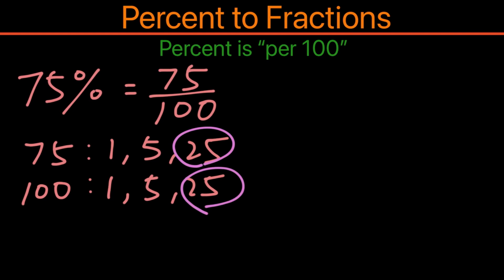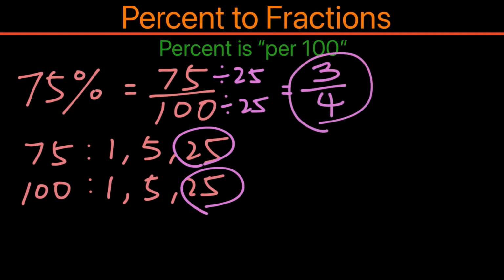So that means we could divide the numerator and the denominator by 25, and that will give us 3 over 4. So the answer in this case of 75% is the fraction 3 over 4.